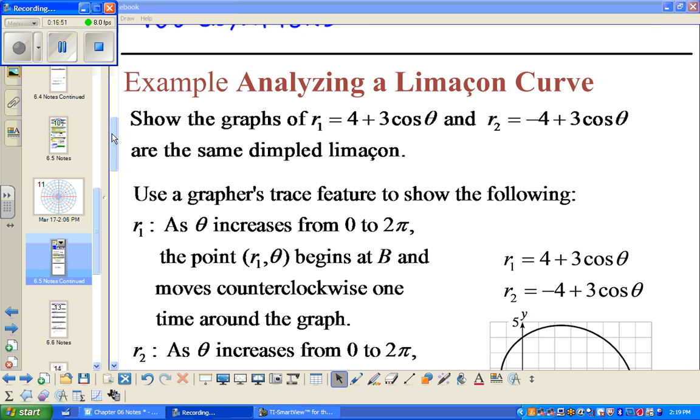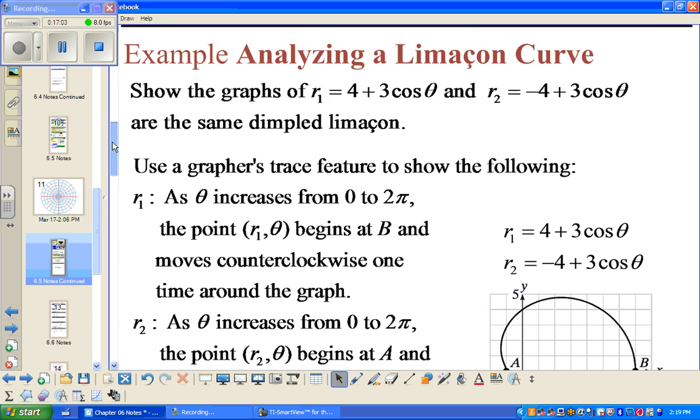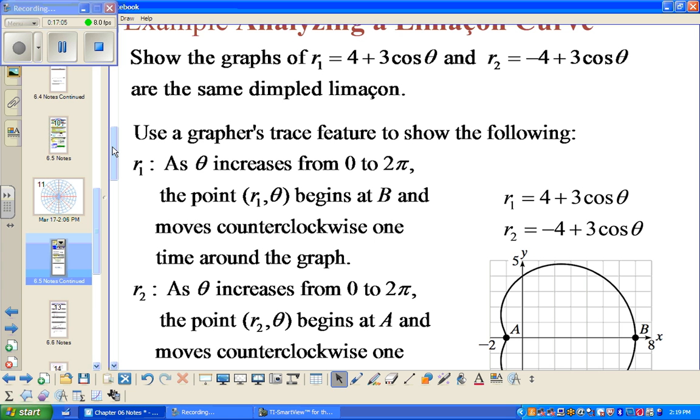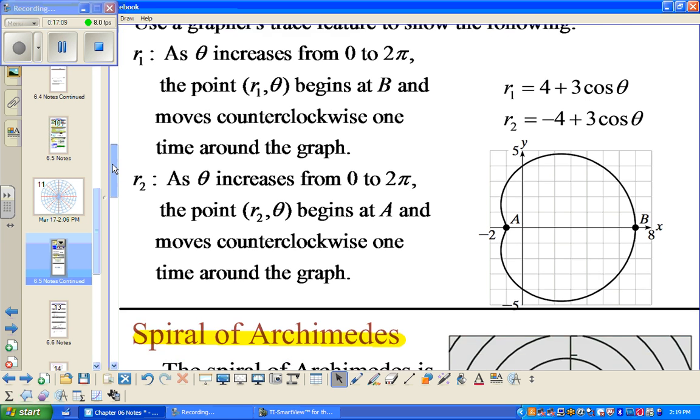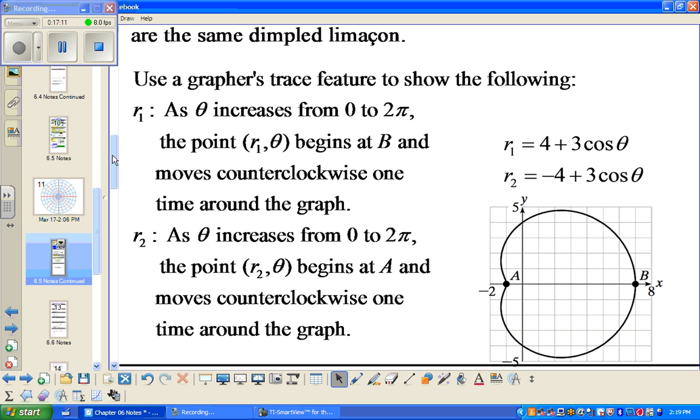And then I'll just leave you with, you can read through this example to help you get another insight into the way your grapher can help you in analyzing different curves. So I'll just kind of scroll down here, and you can pause at different points as you see fit.